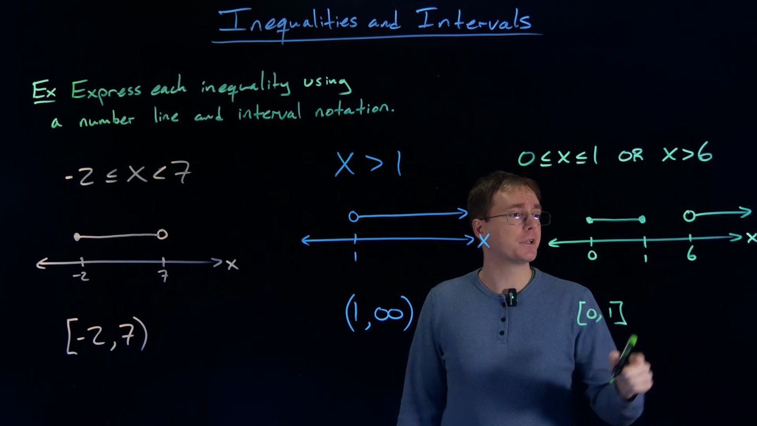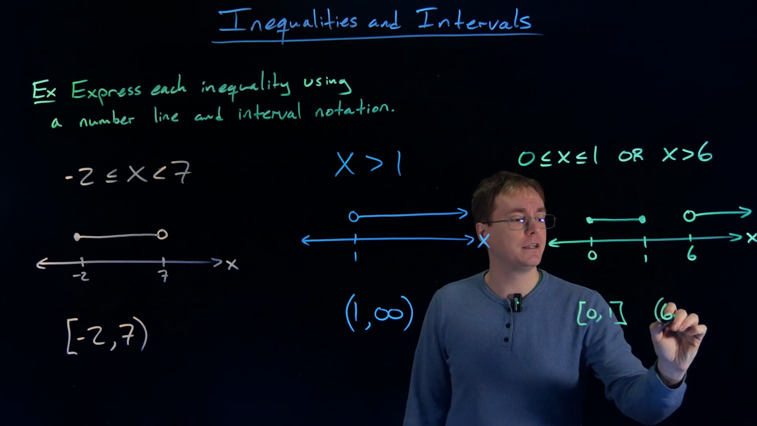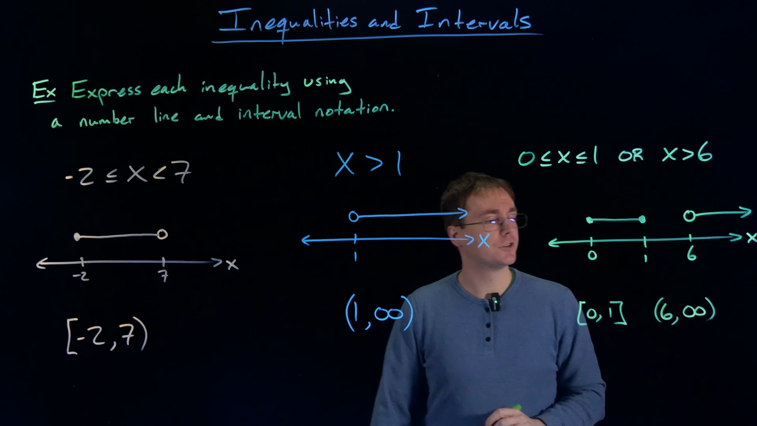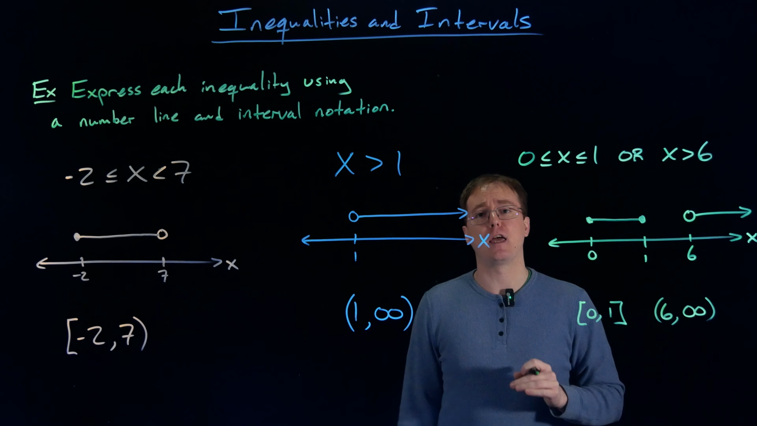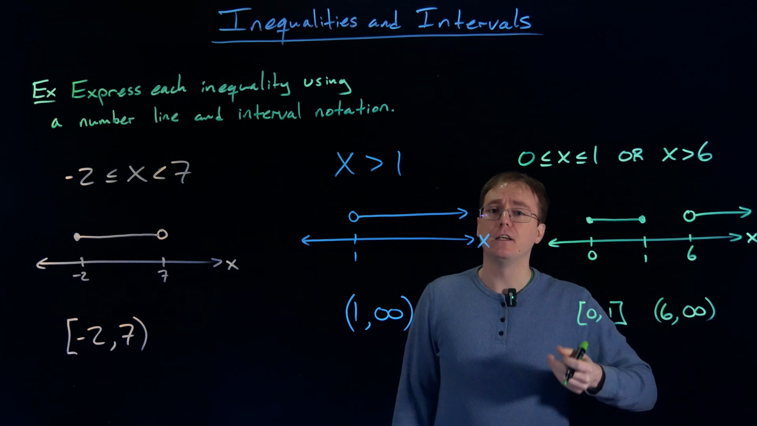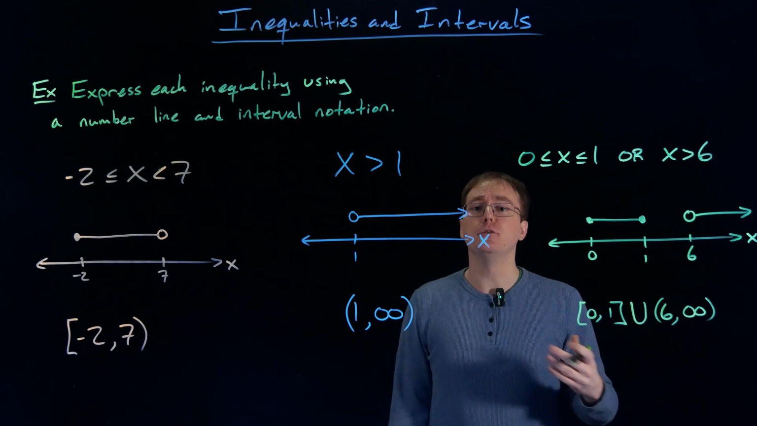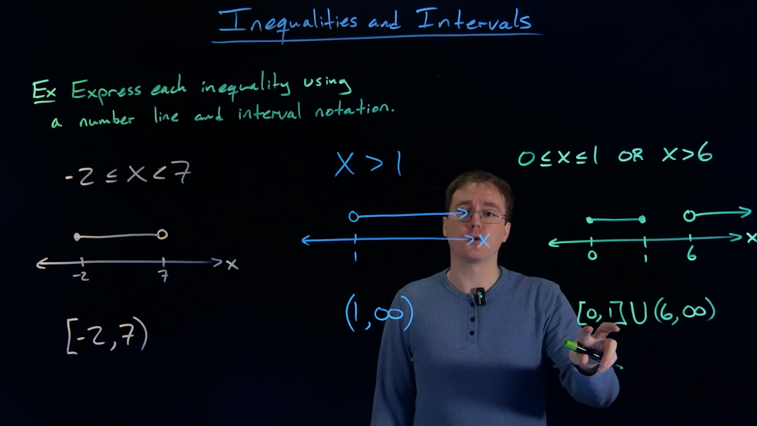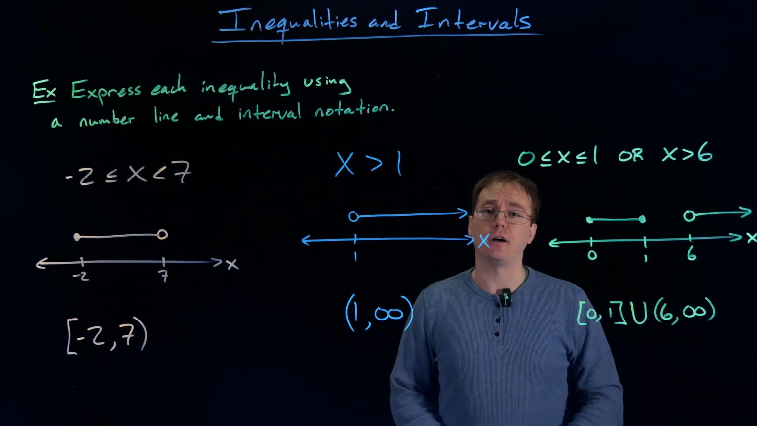And then our second interval here is starting with a left endpoint of 6 that is not included and goes on forever or off to infinity to the right. So that second interval is from 6 to +infinity, not including either endpoint. And the way we join two intervals together is with a capital U, which is the union symbol in set notation. So this is the closed interval from 0 to 1 in union with or joined with the open interval from 6 to +infinity.